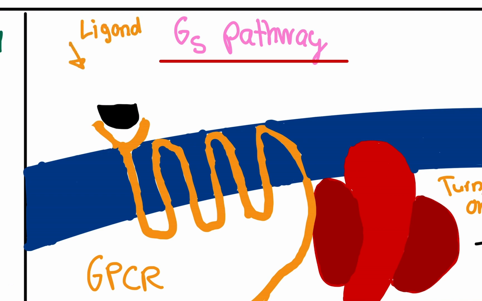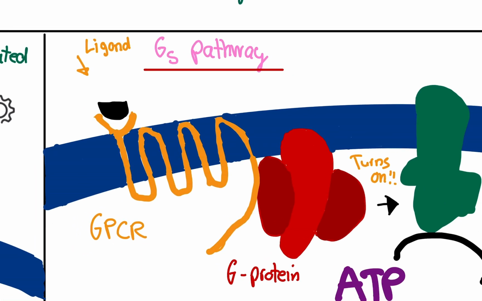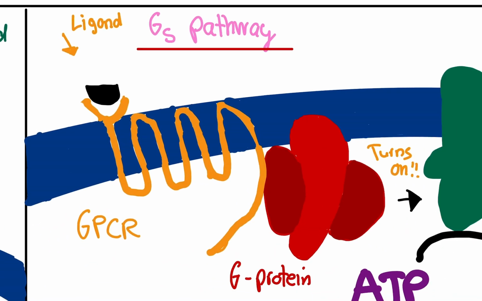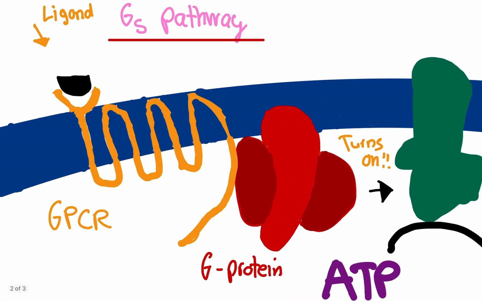So a substrate could be a hormone. It could be anything. It's literally anything that can bind to this receptor. This orange squiggly thing is called the GPCR. This is the receptor for the G protein. So the ligand binds to the receptor, the GPCR. It binds to it, and a signal literally goes down this little snake-looking orange thing.